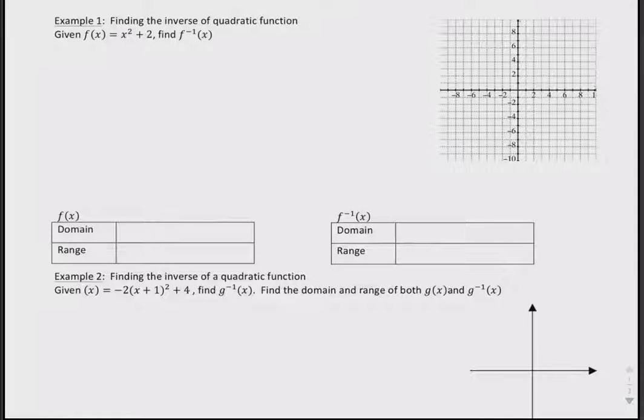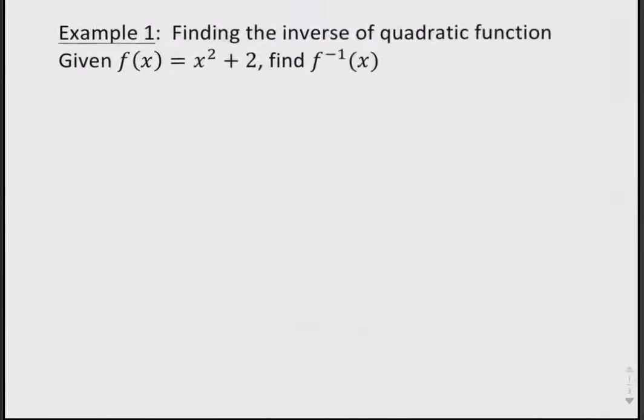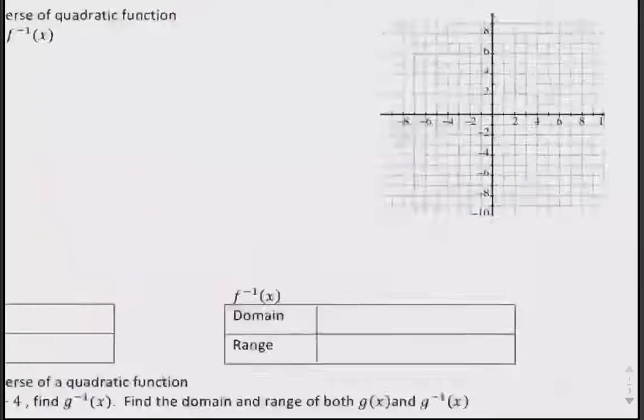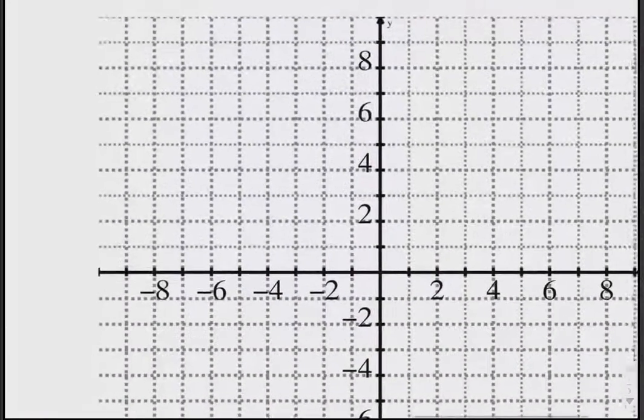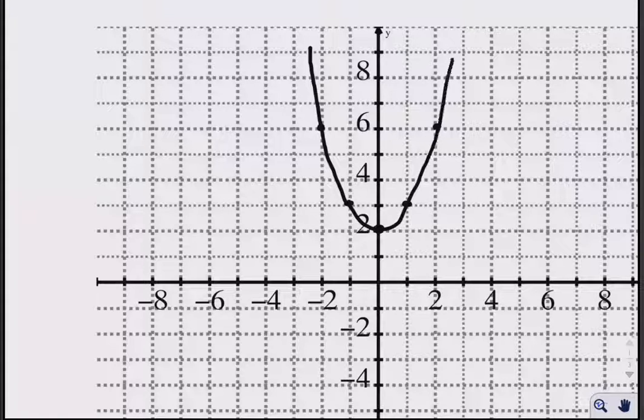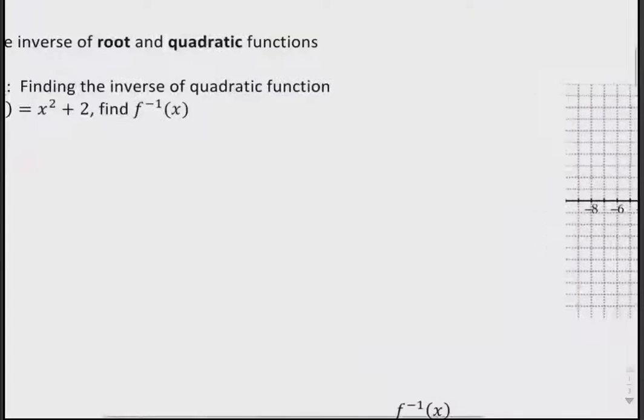In this next example, we want to find the inverse of a quadratic function. So our function here is x squared plus 2. If I were to graph that, I can do that quickly because I know it's just a parabola that has a minimum here at 2, and then it goes up as such, and looks something like this. So we want to see what happens to this graph.